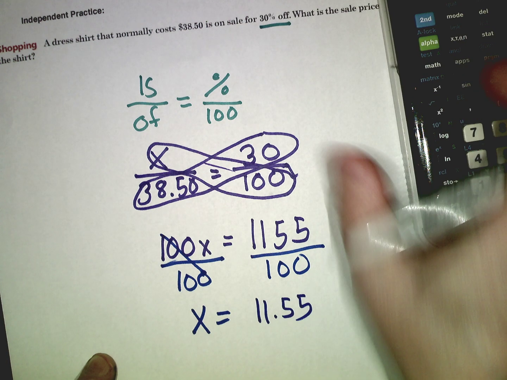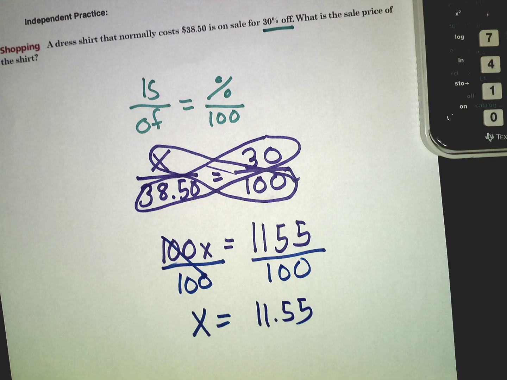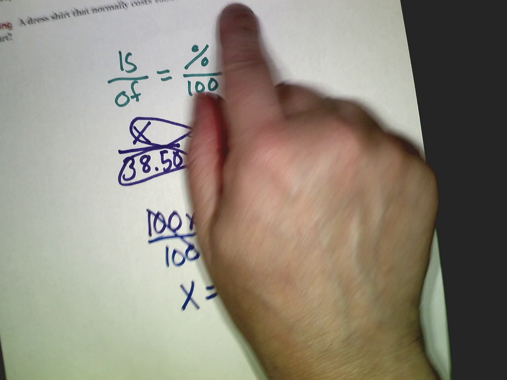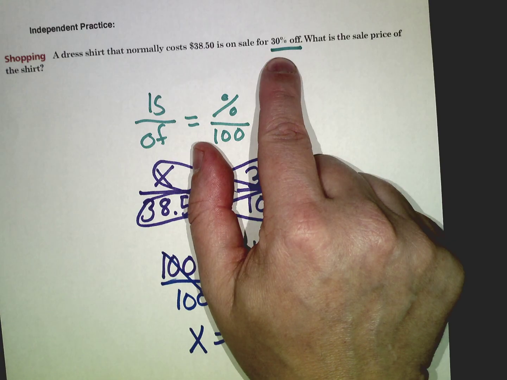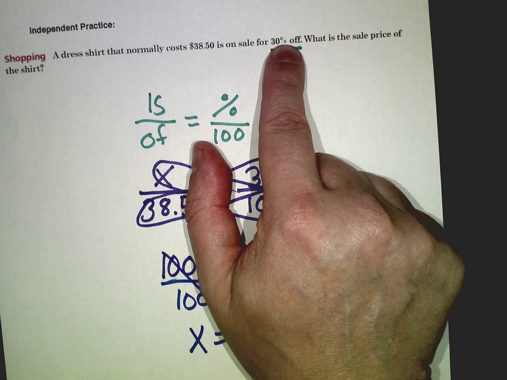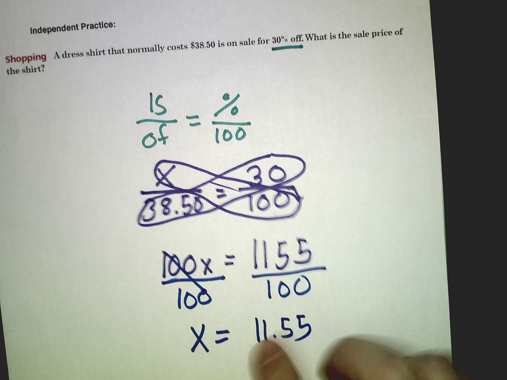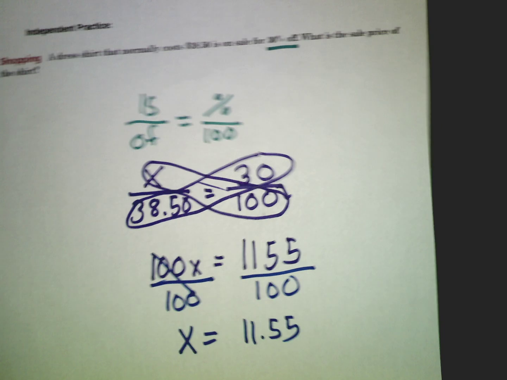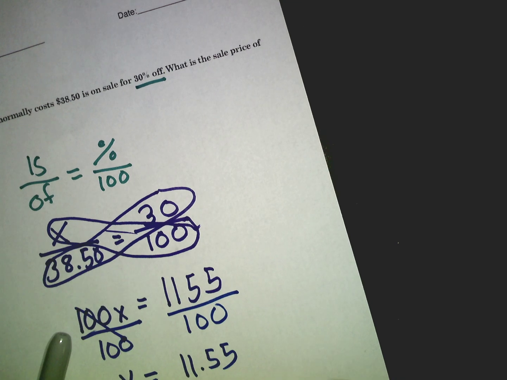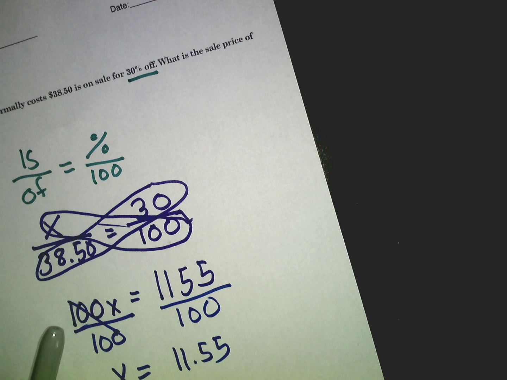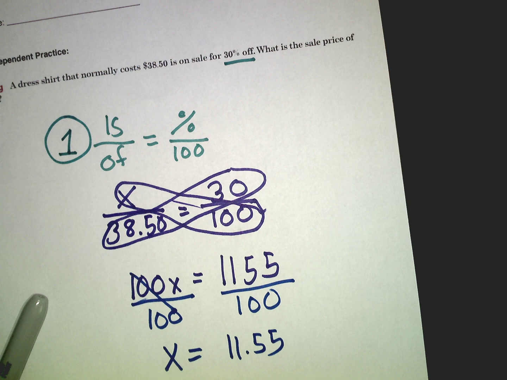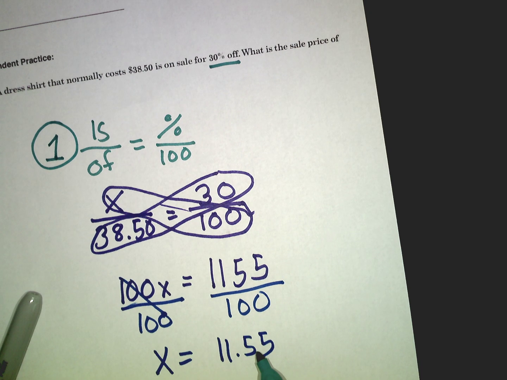This is not the answer, though. Because what the question says is it's 30% off. We're taking that 30% of this, which is 11.55, and we're taking it off of the price. So next step, I get the original price, 38.50. I'll call this step one: we figure out how much money we're taking off of this. Well, I'm going to take off $11.55.